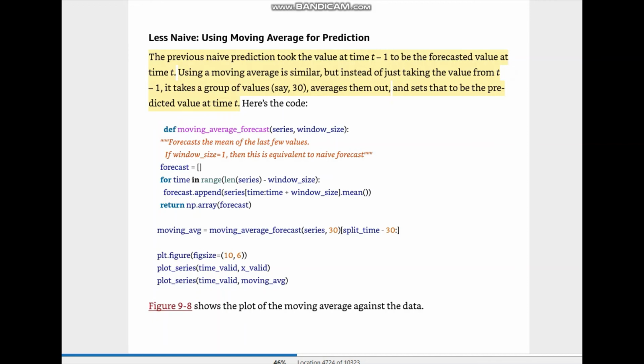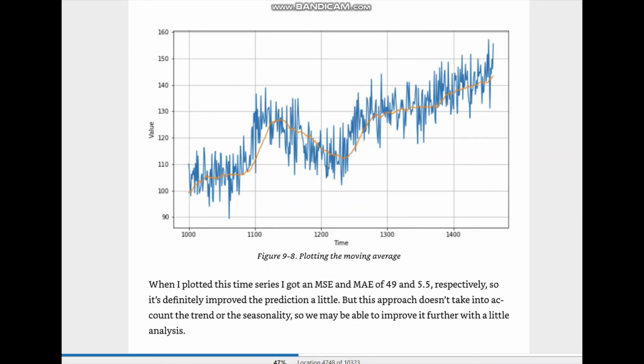So the plot figure would be of figsize 10, 6, and we plot the series of time validation with x validation and with the moving average. So let's see what the plot looks like. It's kind of fitting well, not exactly in the frame of 1100 time frame, but it's kind of doing a good job, right? So the MSE and MAE got 49 and 5.5 respectively. It did improve a bit, but this approach doesn't take into account the trend or the seasonality, so we may be able to improve it further with a little analysis.